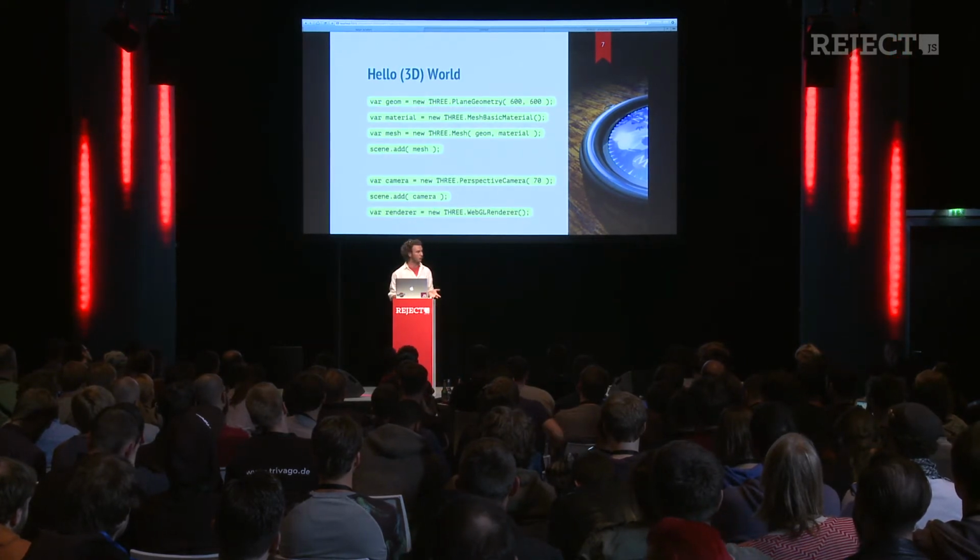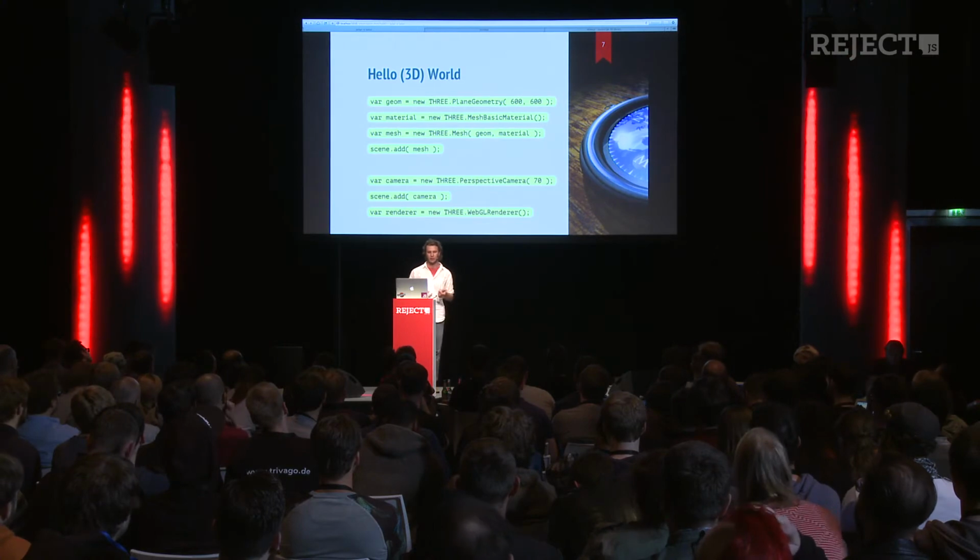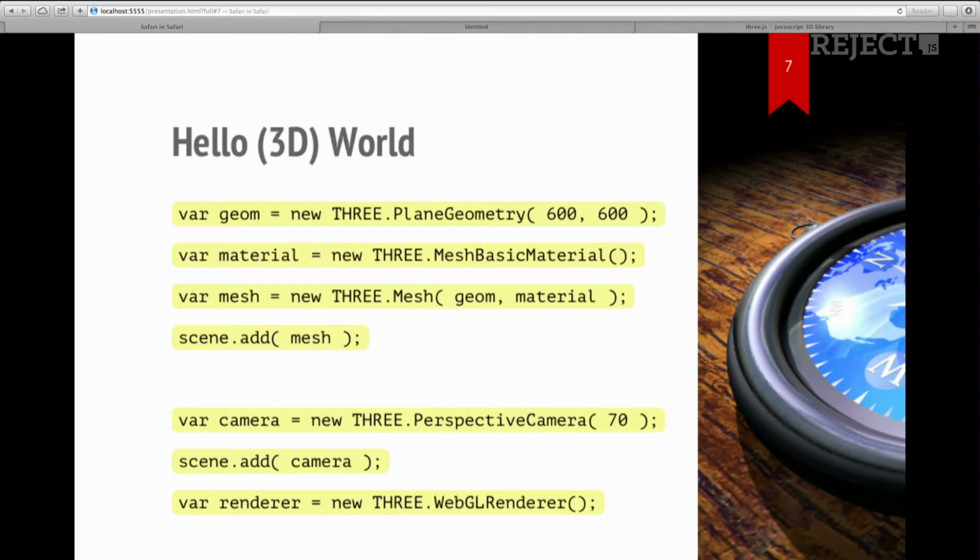So how does this look in code? Pretty simple, really. You just create a geometry. In this case, it's a plane geometry, which is just a flat surface of width 600 and height 600. Create some material, combine these two things into a mesh, and add this mesh to the scene. And then you create a camera, add this to the scene, create a renderer, and you're pretty much done.